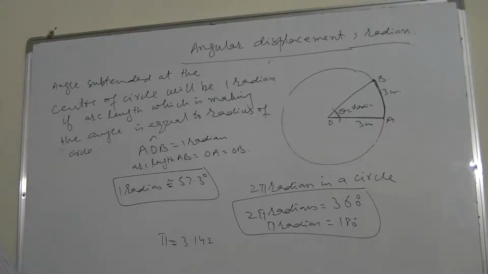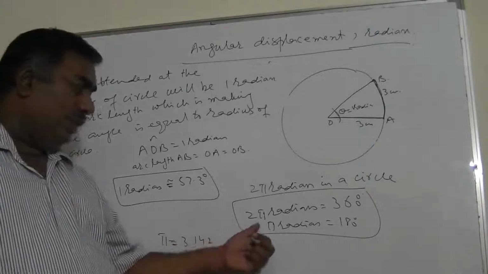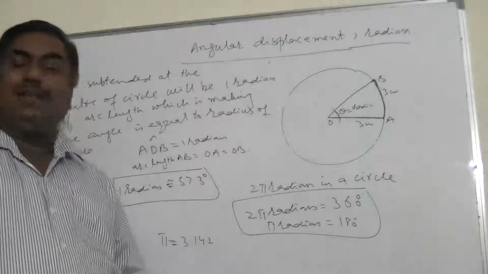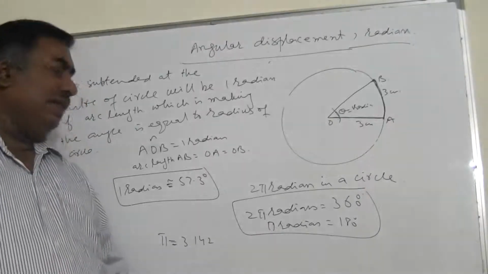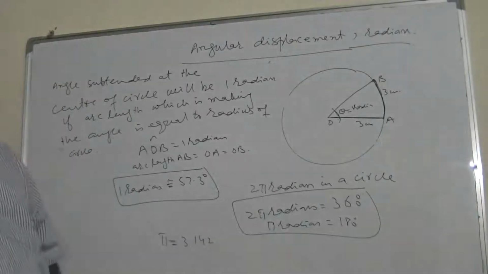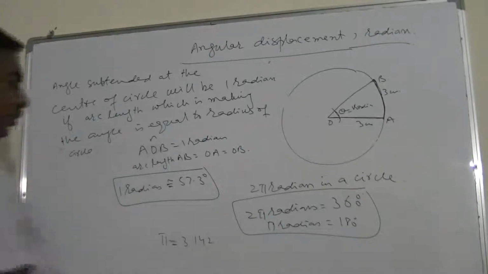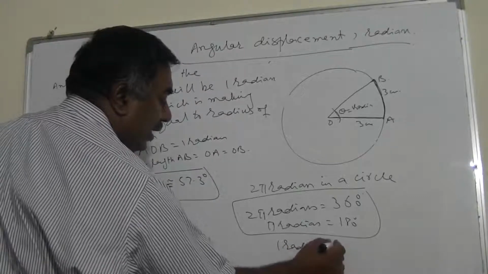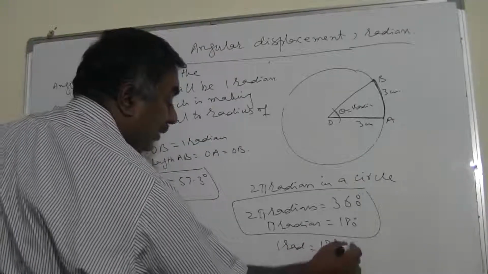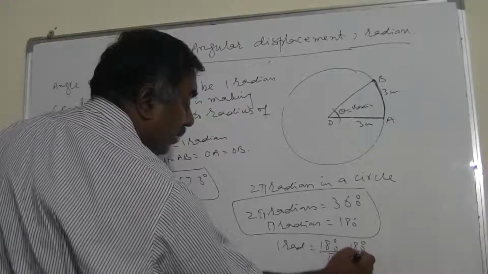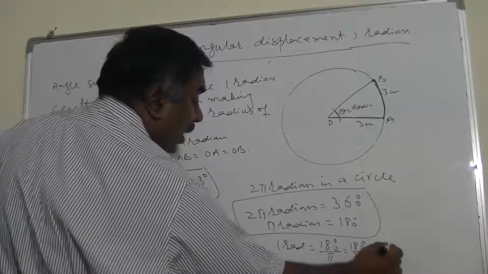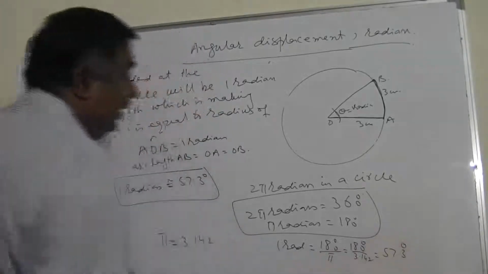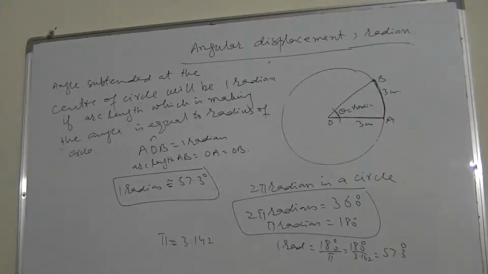But please, I tell you one thing: you shouldn't think pi is 180 degrees. Pi is not 180 degrees. Pi radians, that is 3.142 radians, is 180 degrees. So 1 radian will be equal to 180 degrees upon pi. Pi is 3.142, and if you divide 180 by 3.142, it almost comes to 57.3 degrees. So 1 radian is 57.3 degrees.